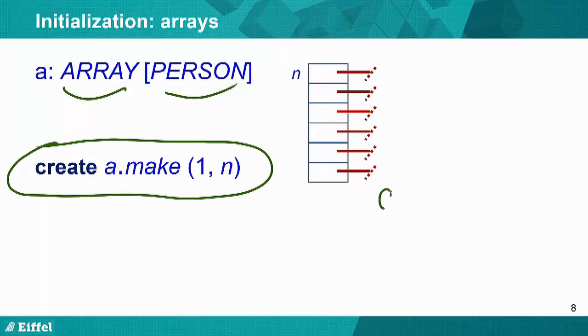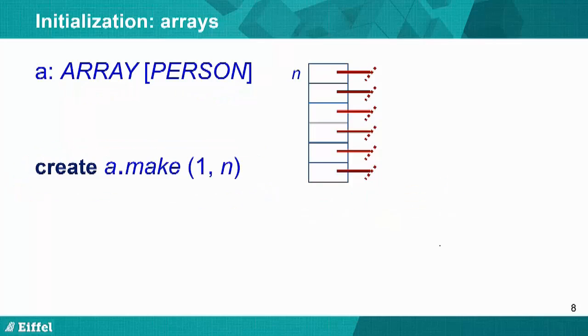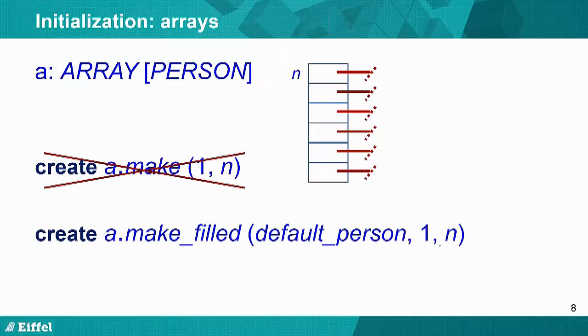So if at some point we do a[i], we try to access a[i], for example, we want to print it, to take something trivial, well, we would have a void call. This is not void safe because we have initialized all the elements of the array to a void value. So it turns out that in a case like this, a creation procedure like make is not permitted. The compiler is going to reject this.